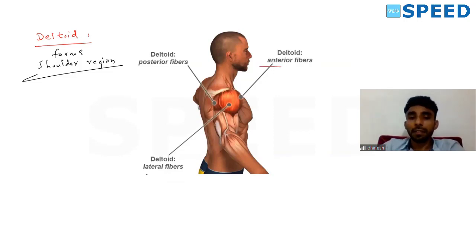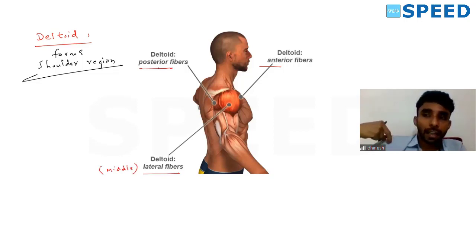I hope you know the 3 parts or 3 types of fibers of deltoid: anterior fibers, middle or lateral fibers, then posterior fibers of deltoid. These are the 3 sets of fibers of deltoid, and all are continuous with each other.